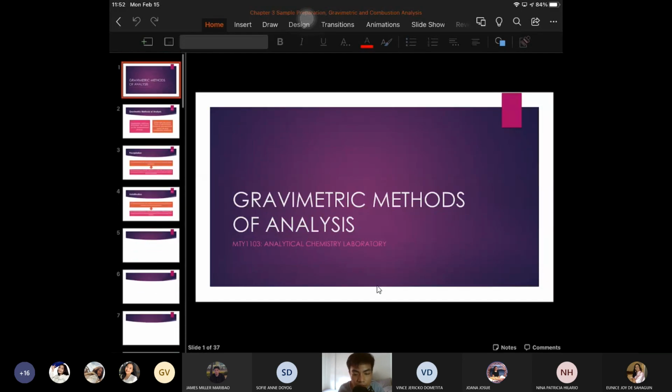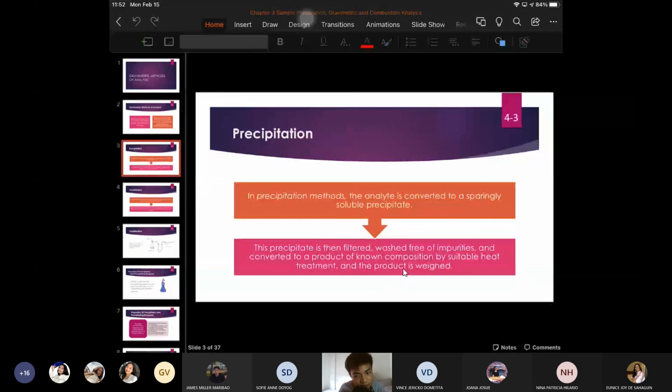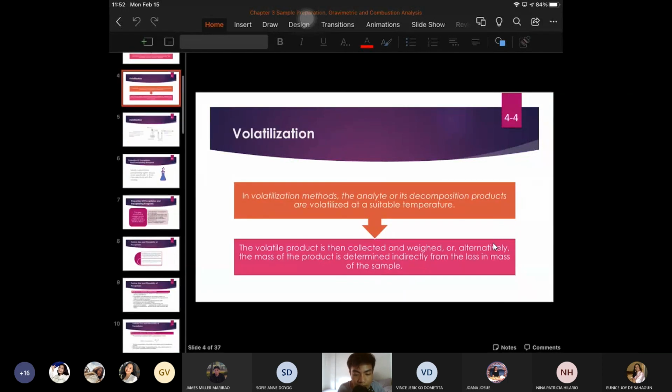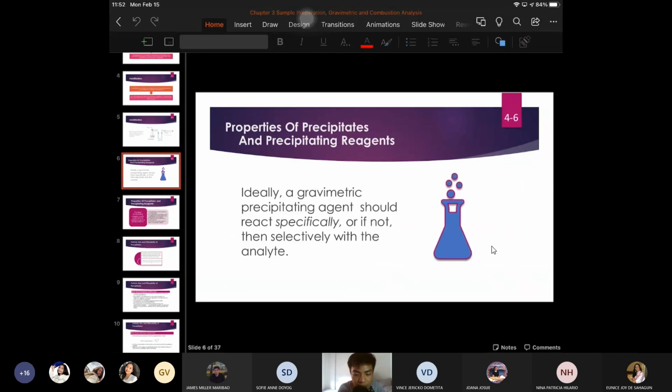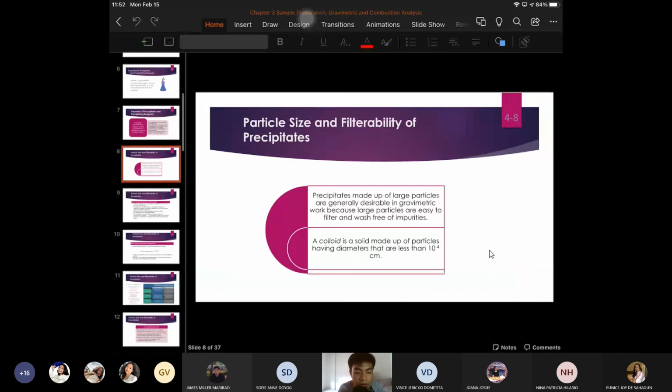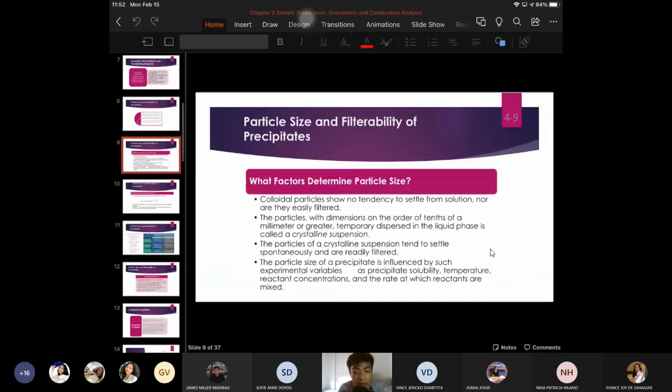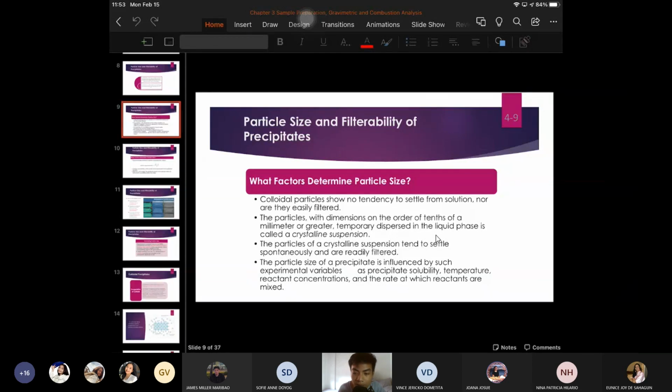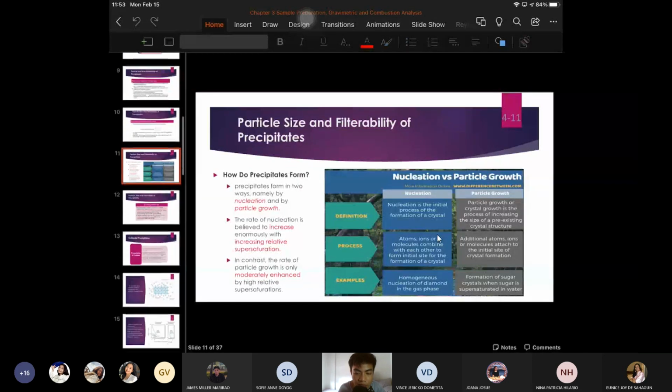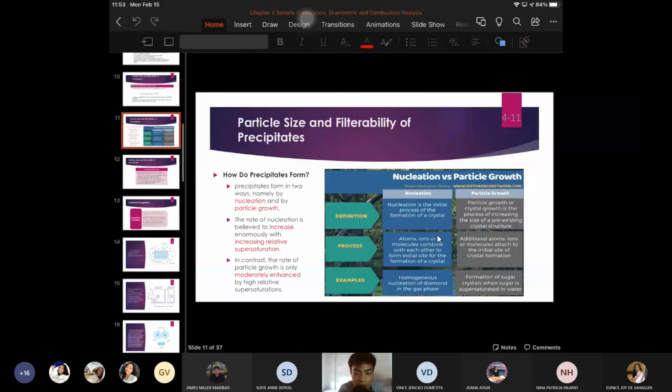So, kailangan nyo po ba kabisaduhin lahat to? Hindi naman. Ang kailangan nyo lang alamin dito is yung mga key ideas, no? So, ano yung difference ng precipitate sa volatilization? Ano yung ideal characteristic ng precipitate, no? Ano yung colloid? How do we address the issue of colloids? Paano mo siya tatanggalin? Nandito na yun, nakalista na yun, sinabi ko na yun. Sa pag-form naman ng precipitate, ano yung dalawang uri ng process sa pag-form ng precipitate? Okay? So ano yung difference nila?